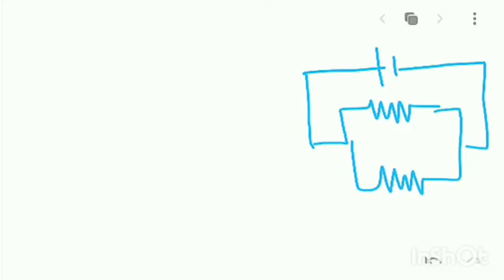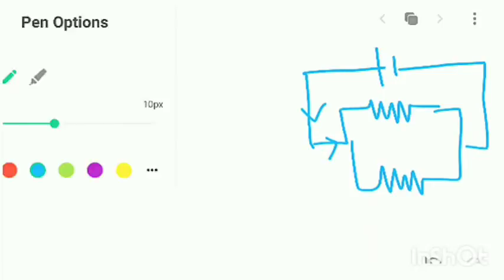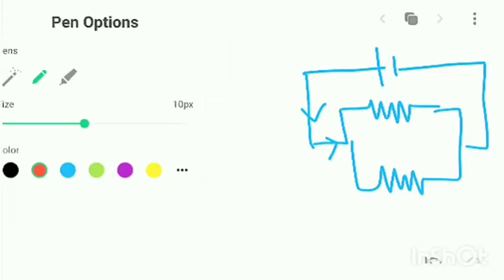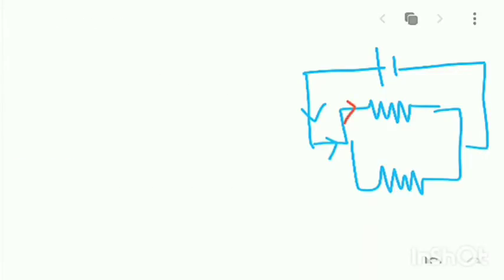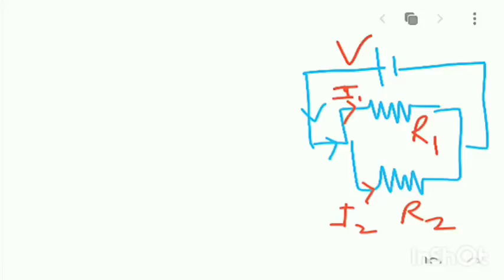Then it goes back to the battery. The current is coming here and getting branched. We can name the currents here. The upper branch, which is connected to the resistance R1, carries I1, and the current connected to the second resistance R2 is I2, and this is V.